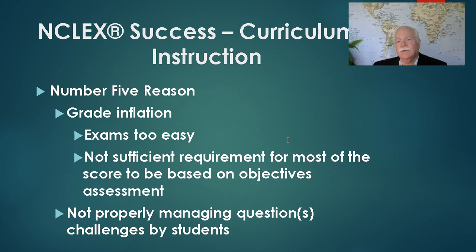Very, very common that you see all A's and B's and very few C's, so that there's no discrimination between student learning. And this is because exams are too easy, or maybe because of academic integrity issues. And also what often occurs is that the course grade, from my perspective, should be based on at least 80% objective testing and 20% on subjective, meaning your papers and care plans and things like that. Because it's the objective testing that's going to be critical in measuring student success on NCLEX.